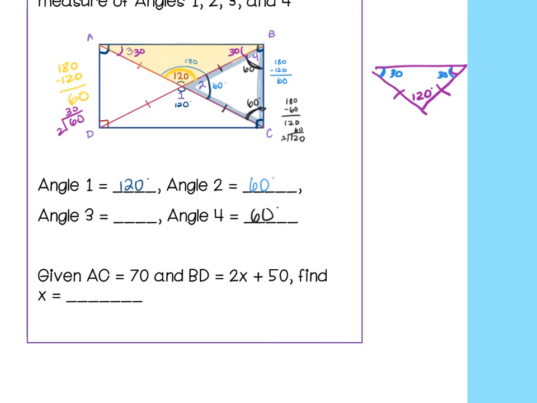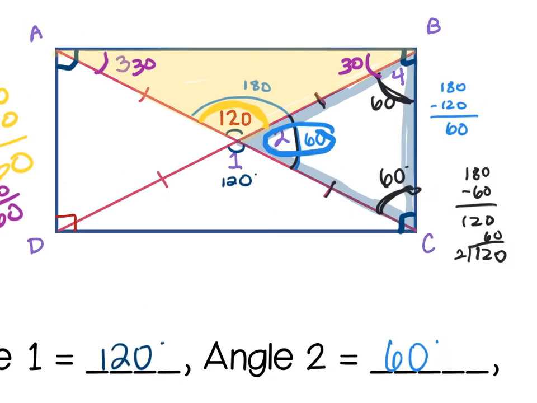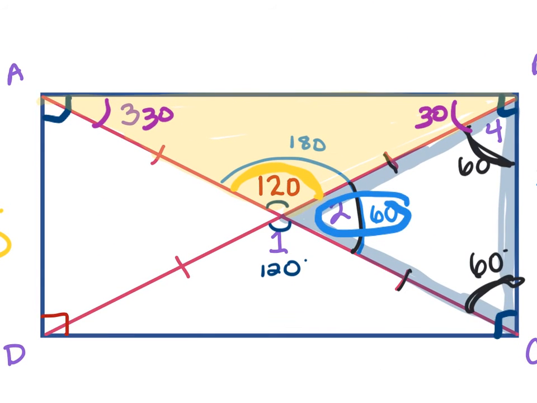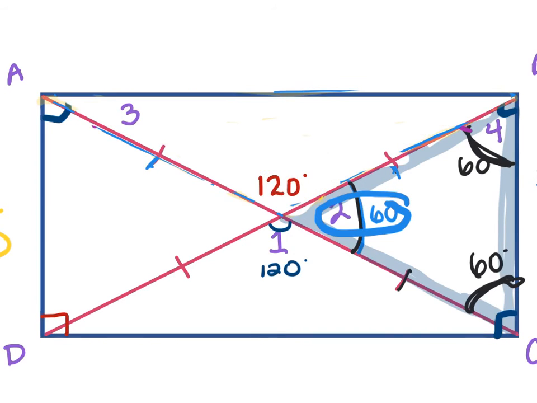Wait, so you got 60 from doing 180 minus 120? You mean angle 2, 60? Yes, that's that one, though. Then ignore that, because now I'm just looking at just the top yellow triangle. The top yellow triangle is an isosceles triangle. It has two sides the same. This one's the same as this. These two have to be the same.